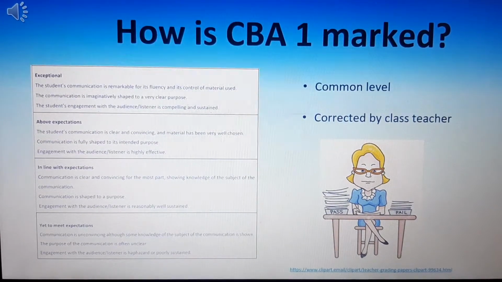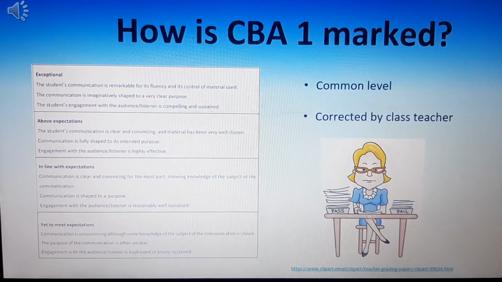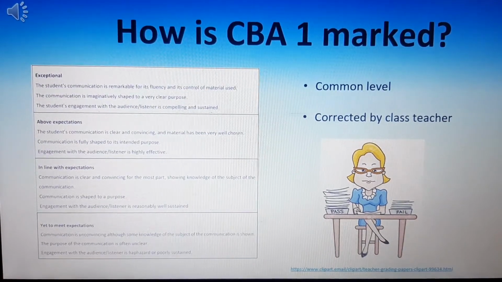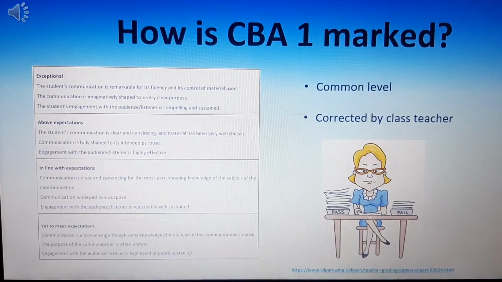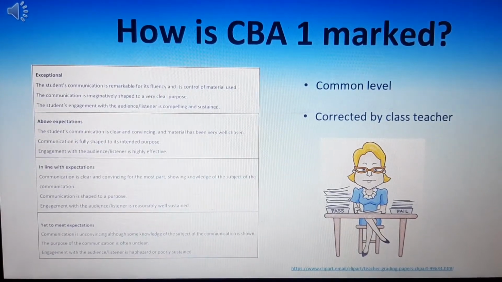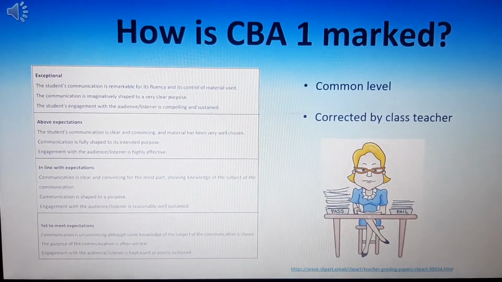In line with expectations. Communication is clear and convincing for the most part, showing knowledge of the subject of the communication. Communication is shaped to a purpose. Engagement with the audience listener is reasonably well sustained.